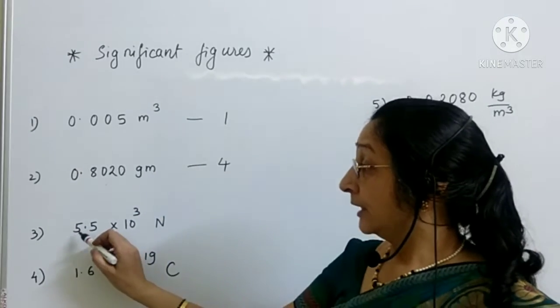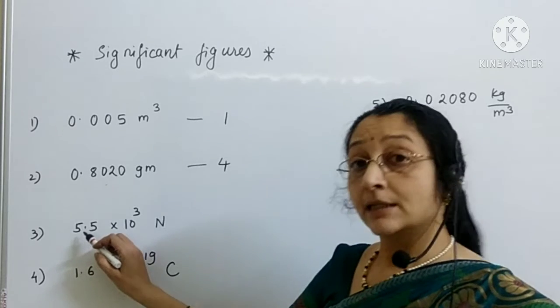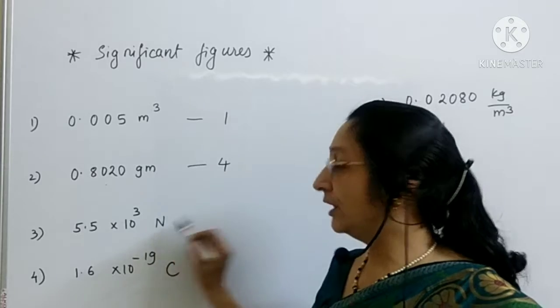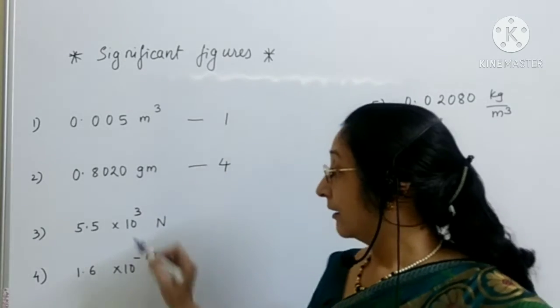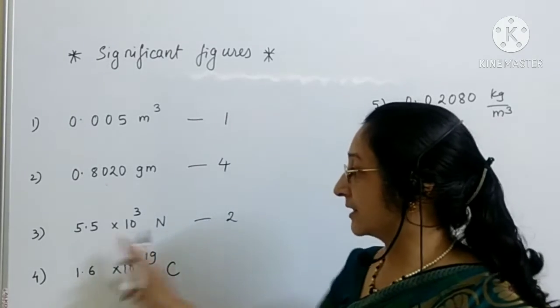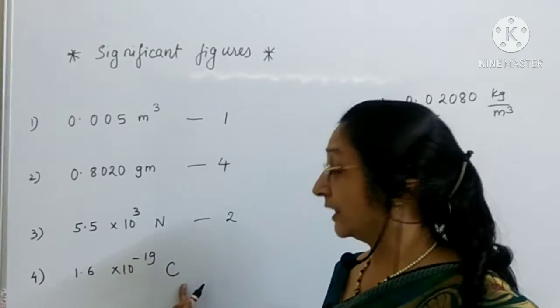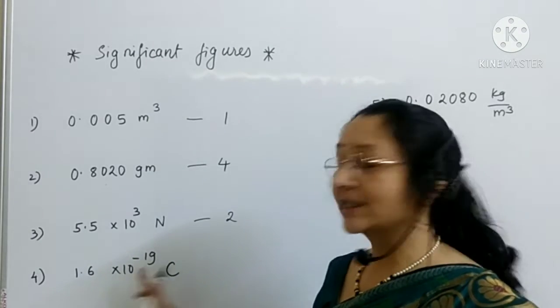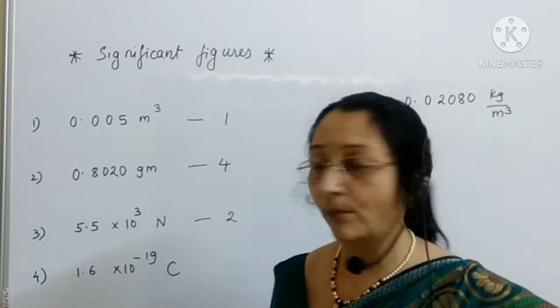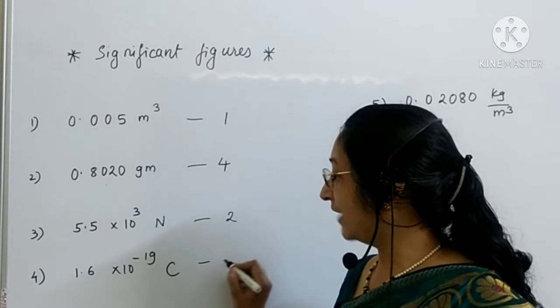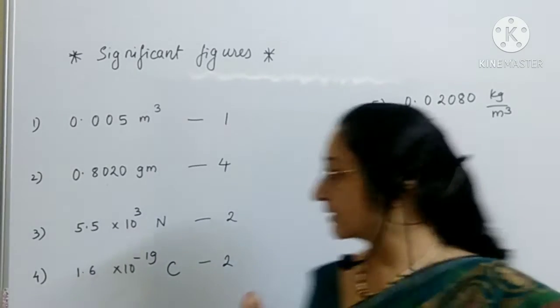Next, if there is the force, that is 5.5 into 10 to the power 3 Newton. So there are 5 and 5. There are 2 significant figures here. Now supposing we are discussing about some charge. The charge is 1.6 into 10 to the power minus 19 coulomb. So here the significant figures are 1 and 6. That is, we have got 2 significant figures.